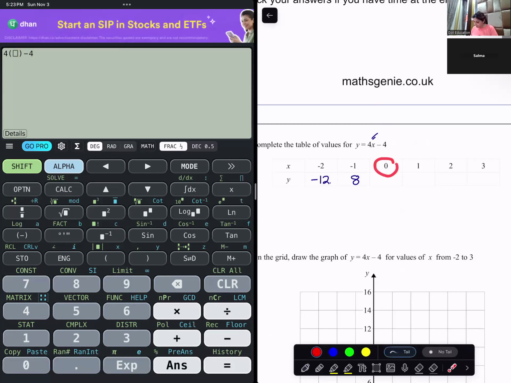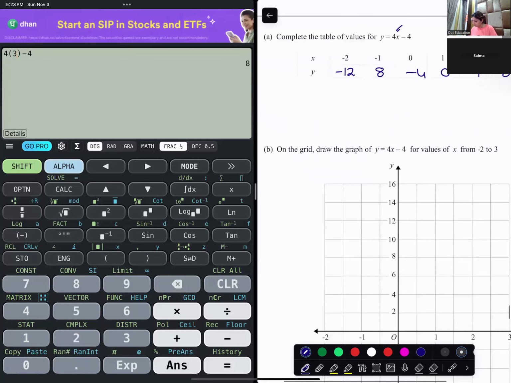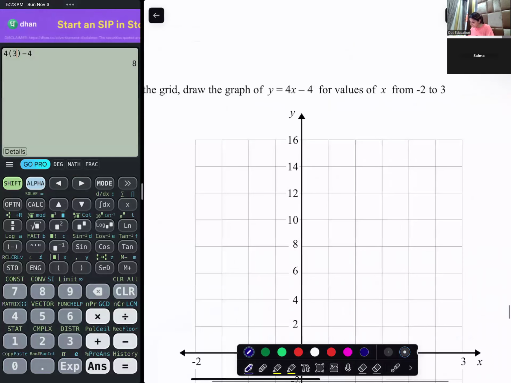So when x is 0, my y is minus 4. When x is 1, my y is 0. When x is 2, my y is 4. When x is 3, my y is 8. This is how I fill the table, and sometimes they ask us only to fill the table. After filling the table, we have to plot it.